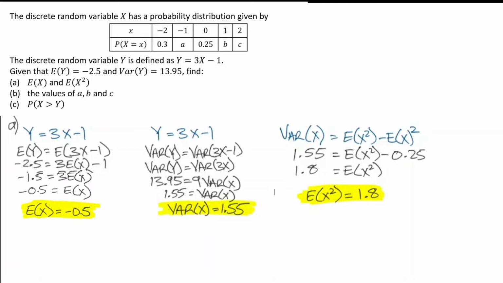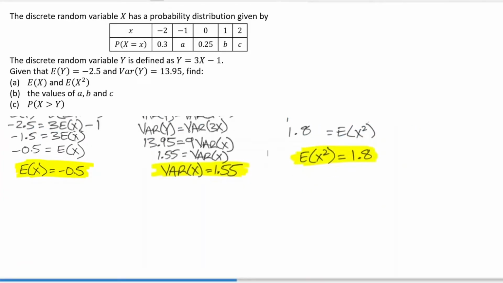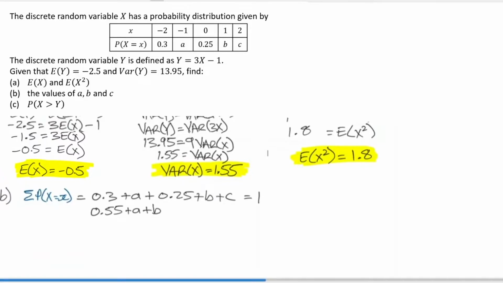In part B, we're asked to find the values a, b, and c. And we should know already, to find 3 unknowns, we're going to need 3 different equations. The first one, maybe the simplest of all of them to use, is the fact that the sum of the probabilities is going to be 1. So this row of probabilities, 0.3 plus a plus 0.25 plus b plus c is going to equal 1. So that's the first equation. Let's simplify and rearrange that just to make it more usable, and we get a plus b plus c equals 0.45.